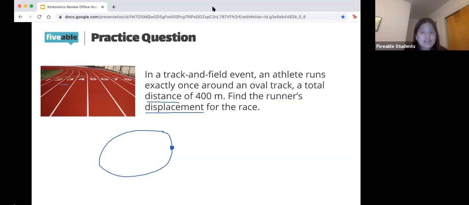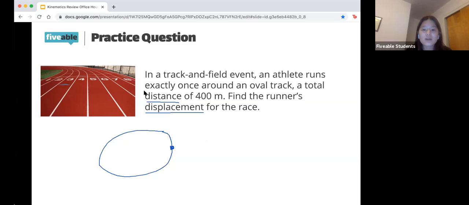But it's not asking for distance. It gave us a distance. We have to find displacement. Remember, displacement does not care about the path you take. It doesn't really care about that stuff. Remember, displacement is the change in position, so final position minus initial position. It doesn't care about the stuff in the middle. In this case, you can kind of think about it. I'll give you a couple seconds to think about it. And don't overthink it.